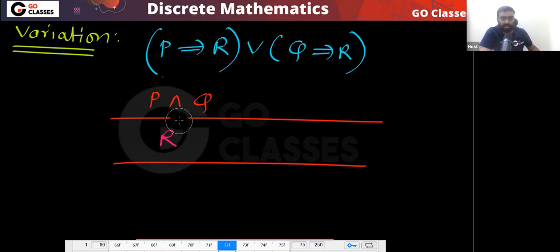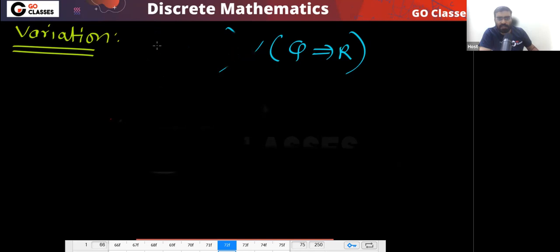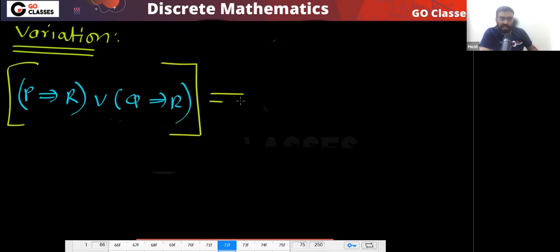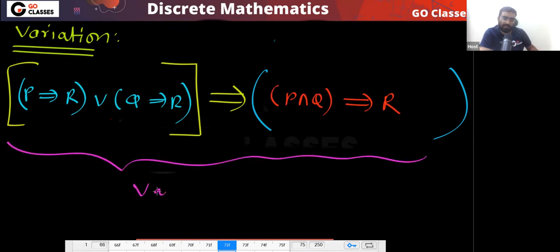So remember, the same question, they can ask you like this. They will write that P implies R or Q implies R. Either P will imply R or Q will imply R. This implies that if both of them will happen, then R will happen. So this statement is valid. Is this clear? Let me know.